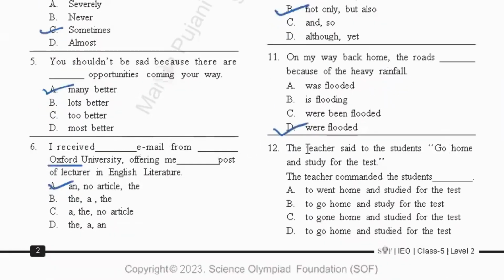Next, the teacher said to the students, go home and study for the test. So here it is your direct speech and you need to convert that into indirect speech. Okay. So here definitely go home and study for the test is a command, right? So we can use the word commanded here in your indirect speech. The teacher commanded the students. So when you have a command or request in your direct speech, then use to plus base form of your verb. So it should be the teacher commanded the students to go home and study for the test. Okay, so it's option B.